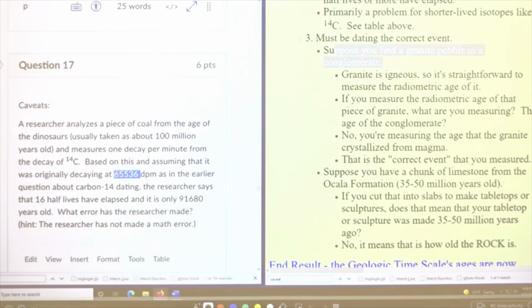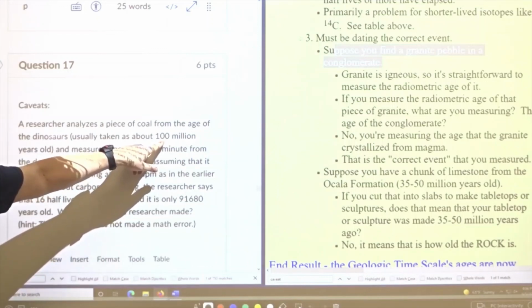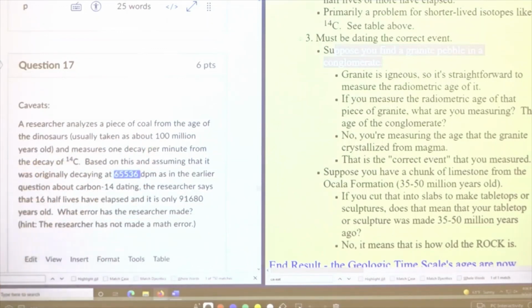Obviously, the problem is that after 16 half-lives, you cannot get an accurate measurement of the amount of carbon-14 in coal after, look at this, 100 million years. Take 100 million, try this. Take 100 million years divided by 5,730 years, and you're going to find out that it's going to be something like 100,000 half-lives. How much carbon-14 is left after 100,000 half-lives? None. Okay? And that one carbon-14 decay that was measured per minute is not a real measurement.